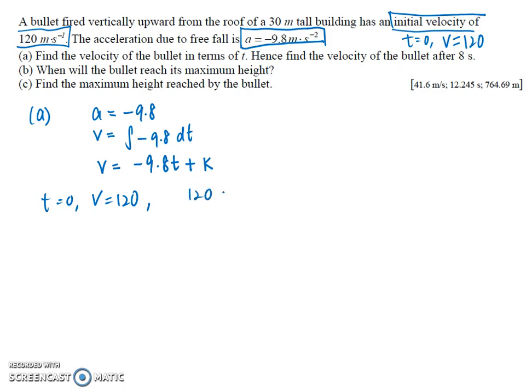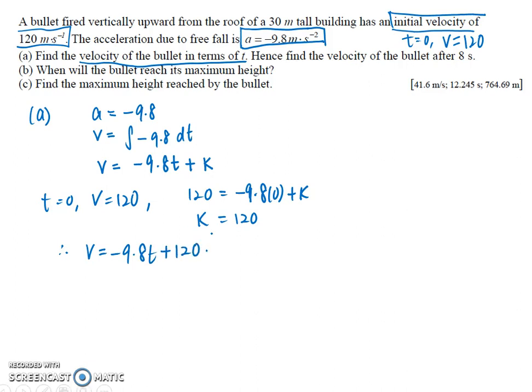We substitute this in to help us obtain the value for k, and k happens to be 120. Therefore, we can answer the very first part. To find the velocity of the bullet in terms of t, v is given by negative 9.8 t plus 120. That's the answer for the first part.